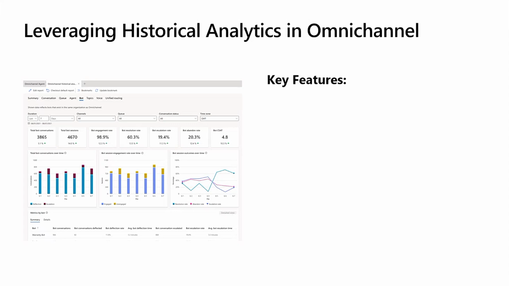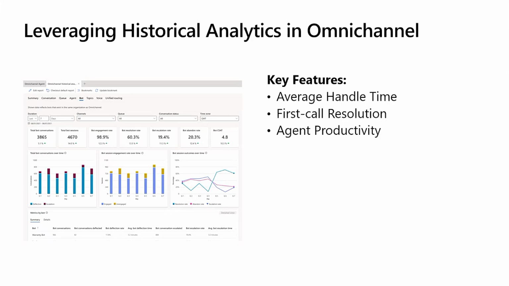When we are talking about the key KPIs that actually come out of the box, let's start with the average handling time. This metric helps you understand the efficiency of your call center handling processes by measuring the average time agents take to handle an interaction from start to finish. Then the first call resolution. This KPI measures the effectiveness of resolving customer issues on the first contact.